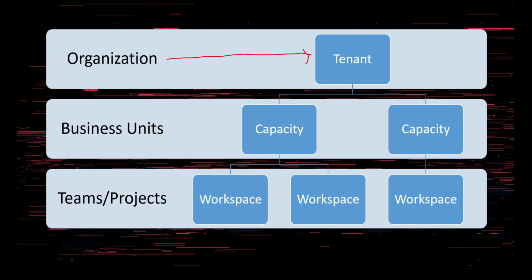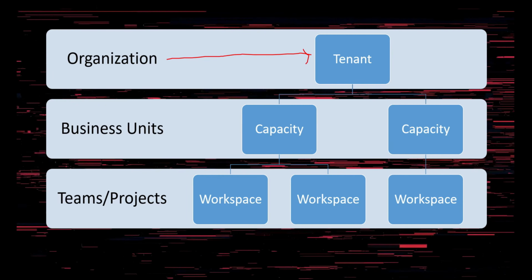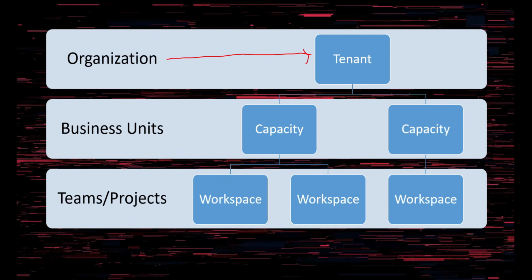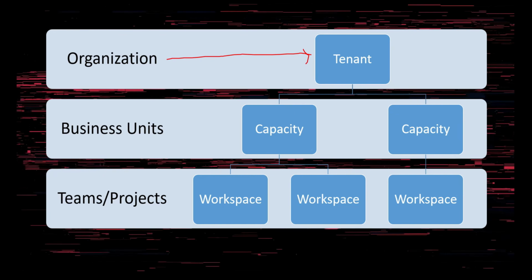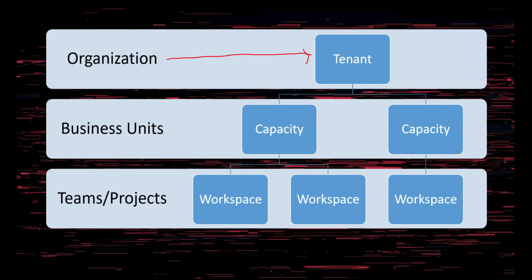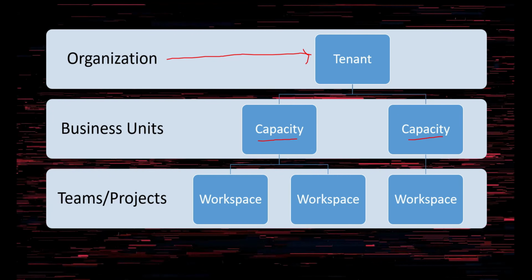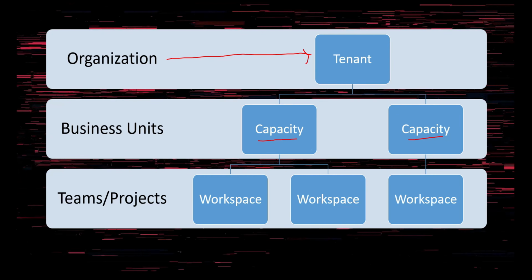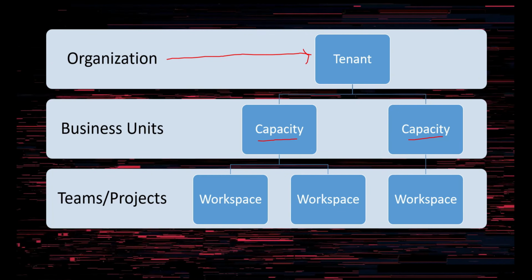Business units can be, for example, one organization having multiple business units like sales, marketing, advertising, and retail, and all those things. Basically, all these business units can have their own capacity. Capacity is where you are getting charged. So please note that. Microsoft is not getting money from the tenant level. They are getting the money from the capacity level.